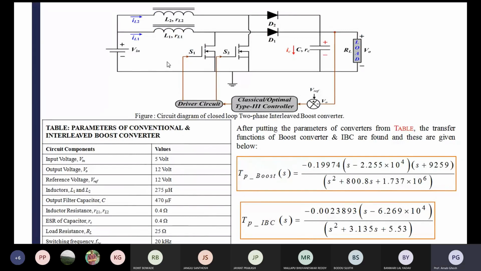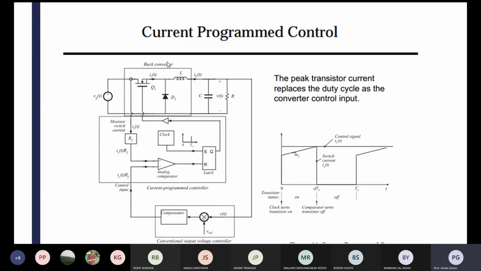So what is the basic motivation for current program control or current mode control? The motivation is that the system response will be very fast. In voltage mode control, what is the problem? The system response is slow. If you see the converter dynamics, the response is quite slow in voltage mode control. But in current mode control, the system performance is much better, basically the fastness of the system. From the structure you can see it's a buck converter, and you know the basic structure of a buck converter.